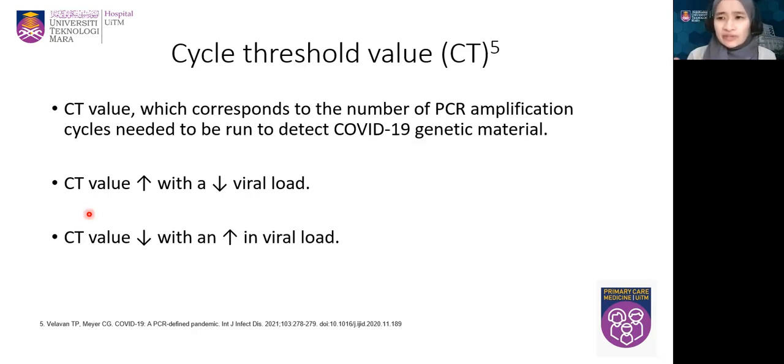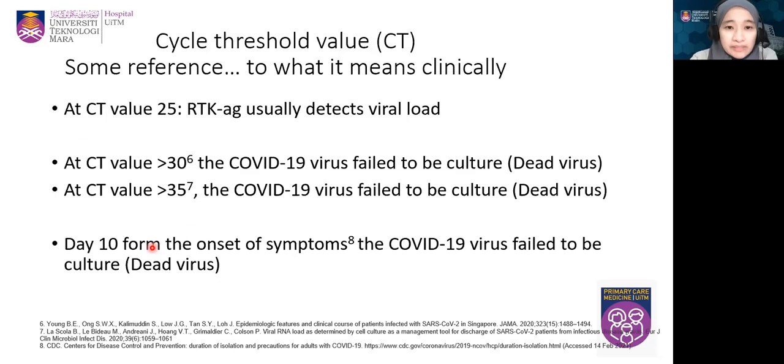But if the CT value is very small, 8 for example, or 9, they don't have to amplify so much, because by the 8th or 9th cycle they can already detect the virus, meaning there is a lot of genetic material there. So a low CT value means the patient is harboring a lot of virus and will be contagious at that time. What does it mean? A CT value of 25 normally indicates detectable viral load, but it can be lower than that.